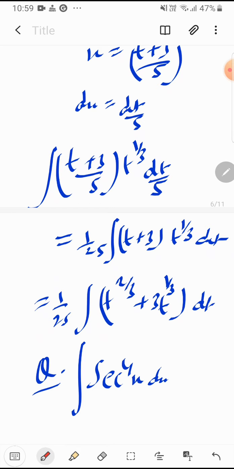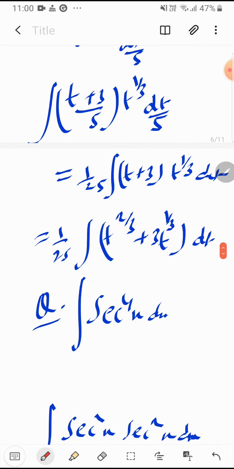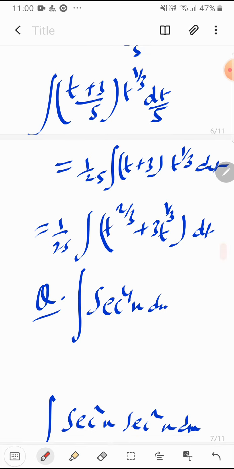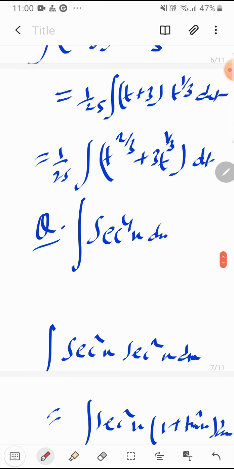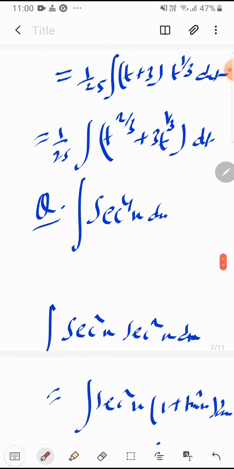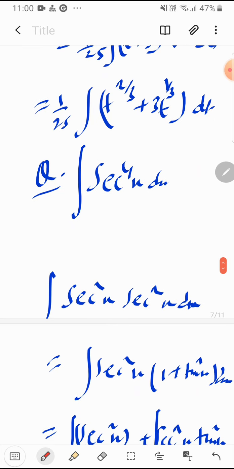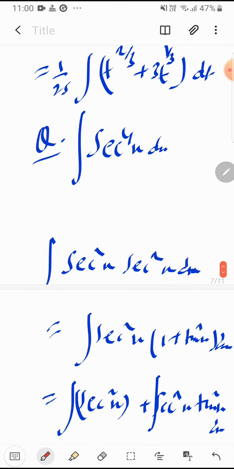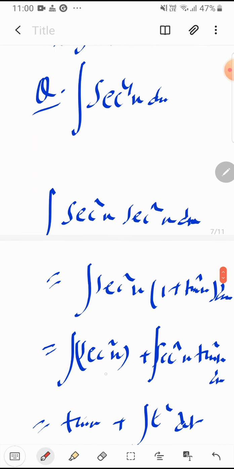Then secant raised to the power 4 x dx. We know that integral of secant square x is tan x, so we can handle this very easily. But don't write that since the integral of secant square x is tan x, its integral is tan square x. This is wrong. What we have to do is, secant raised to the power 4 x dx becomes secant square x into secant square x. Then one secant square x as it is, the second secant square x is 1 plus tan square x. Then open the bracket, the first integral becomes secant square x, its integral is tan x.